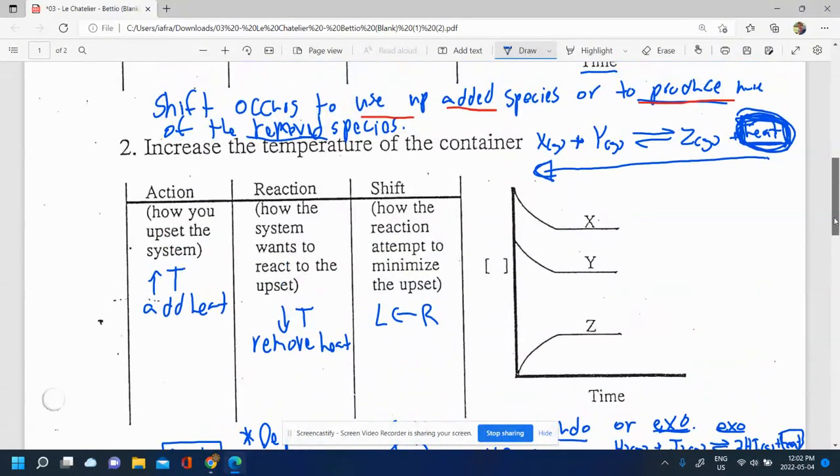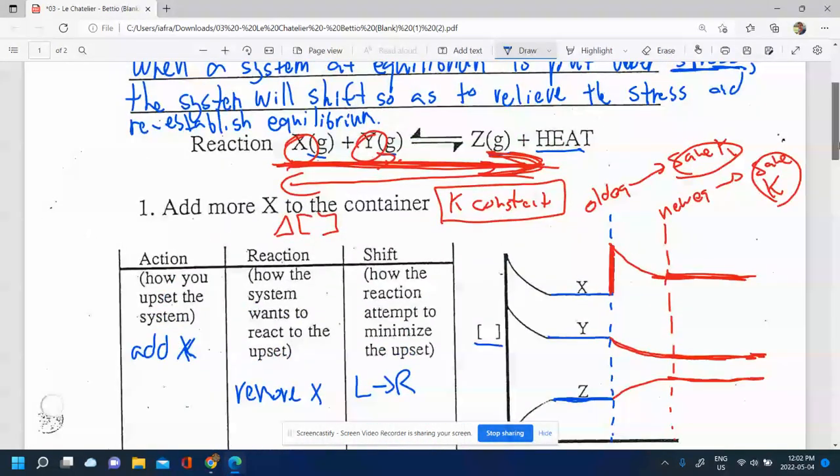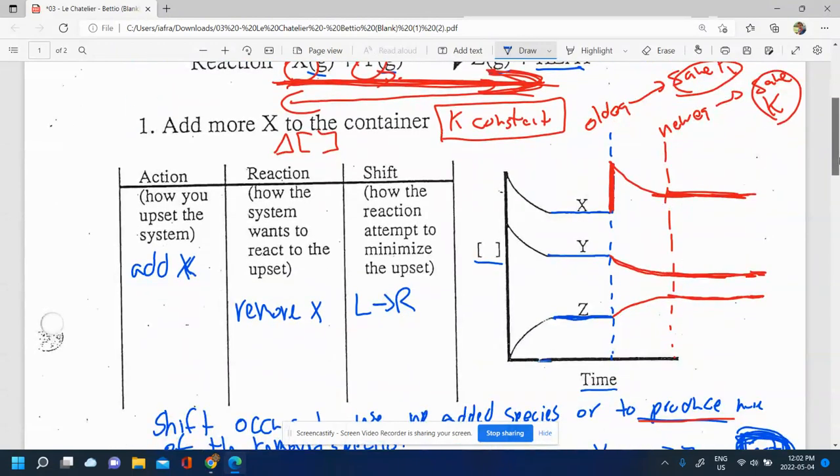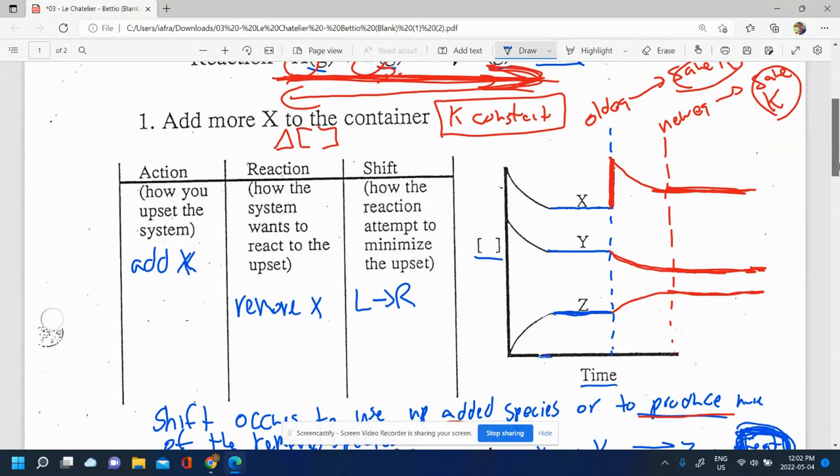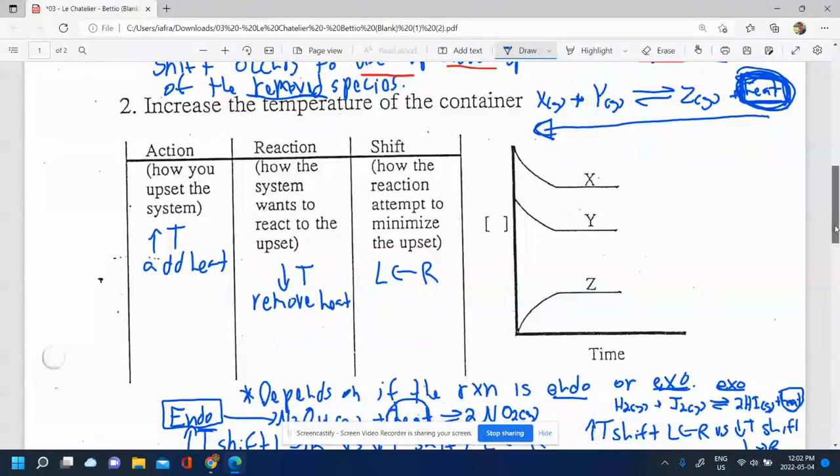Now, the other important point to understand as well is in the previous video, we saw that when you change concentrations, your K is constant even when your new equilibrium is established. When you change temperature, your K changes. So changing temperature changes K. Changing temperature changes K.